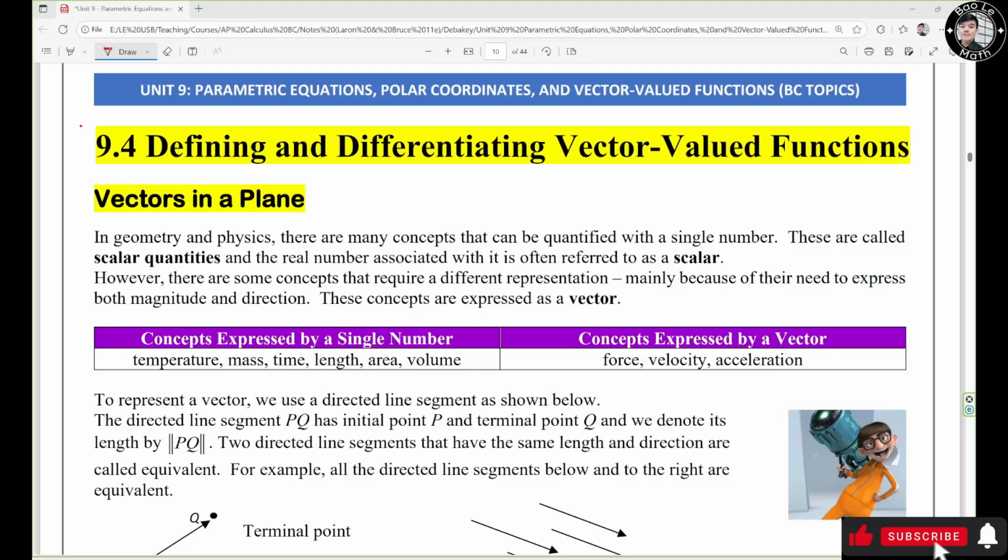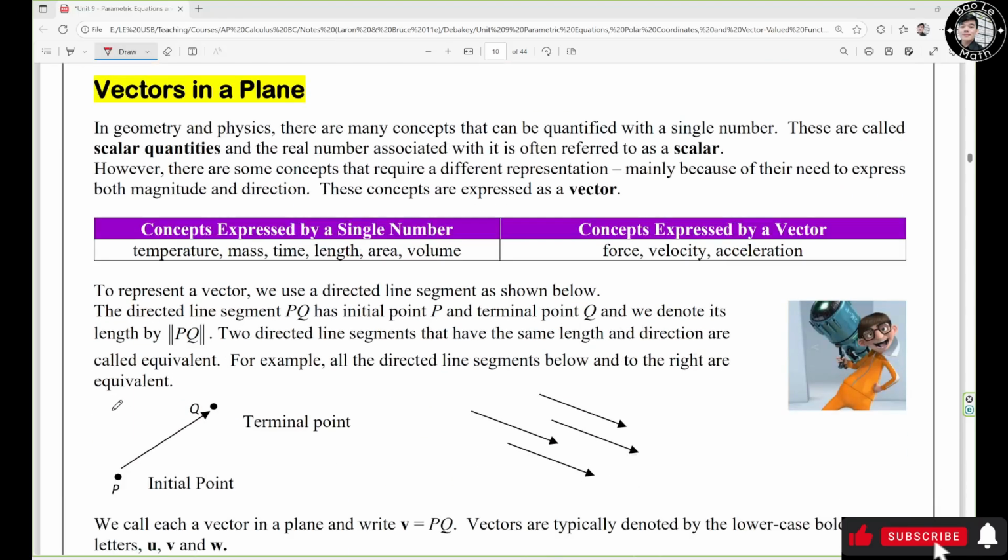Hello everyone, in this video we're going to explore topic 9.4, defining and differentiating vector-valued functions, of AB calculus BC. Alright, first we're going to talk about vectors in a plane. To represent a vector, we use a directed line segment as shown right here. The directed line segment PQ has the initial point P and the terminal point Q.